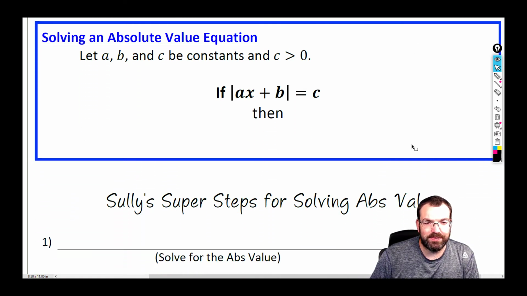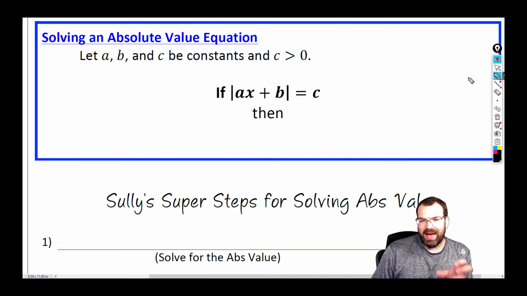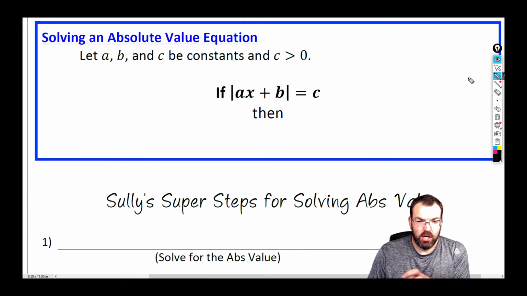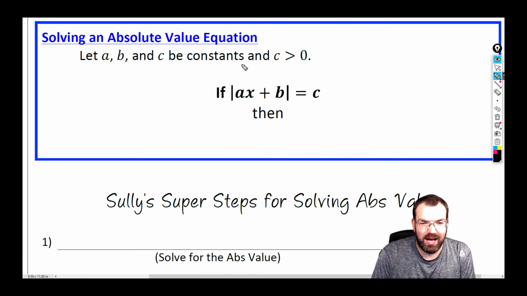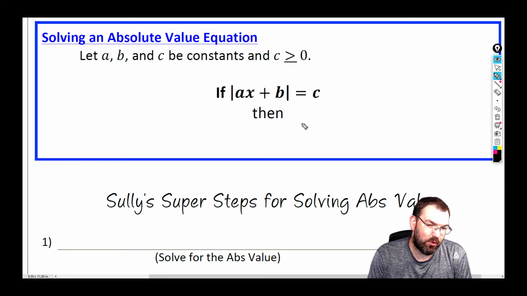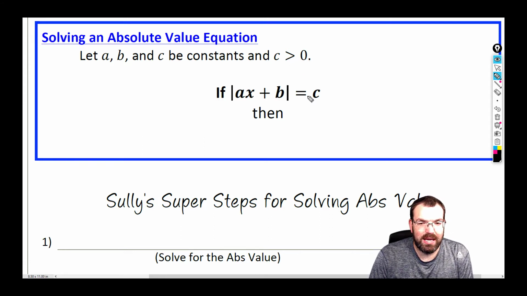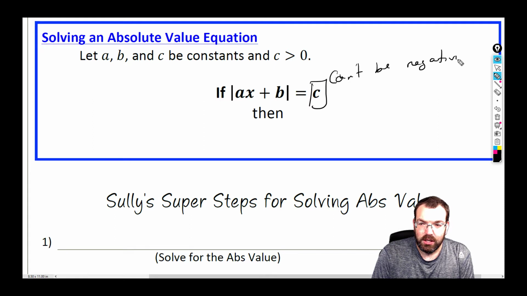Let's solve some absolute value equations. Let's get into an example of how we actually start doing this. So we're going to let A, B, and C be constants, and C is greater than 0. Technically, B or C could equal 0, so it actually could be equal as well. That would be okay. But remember, it can never be negative. This number here cannot be negative, because that's bad.